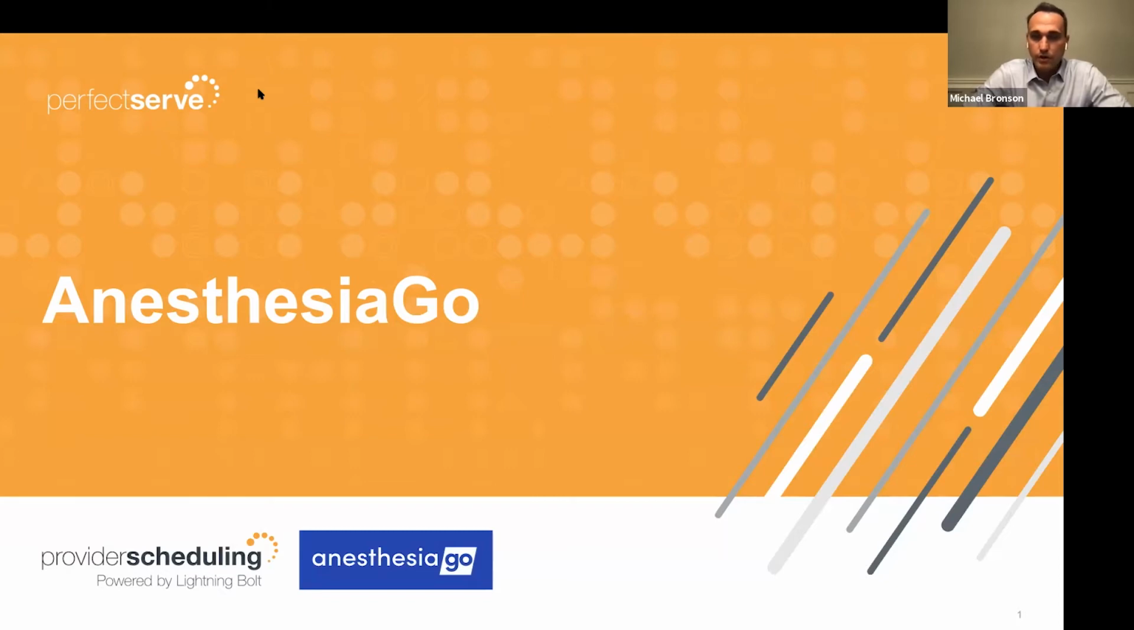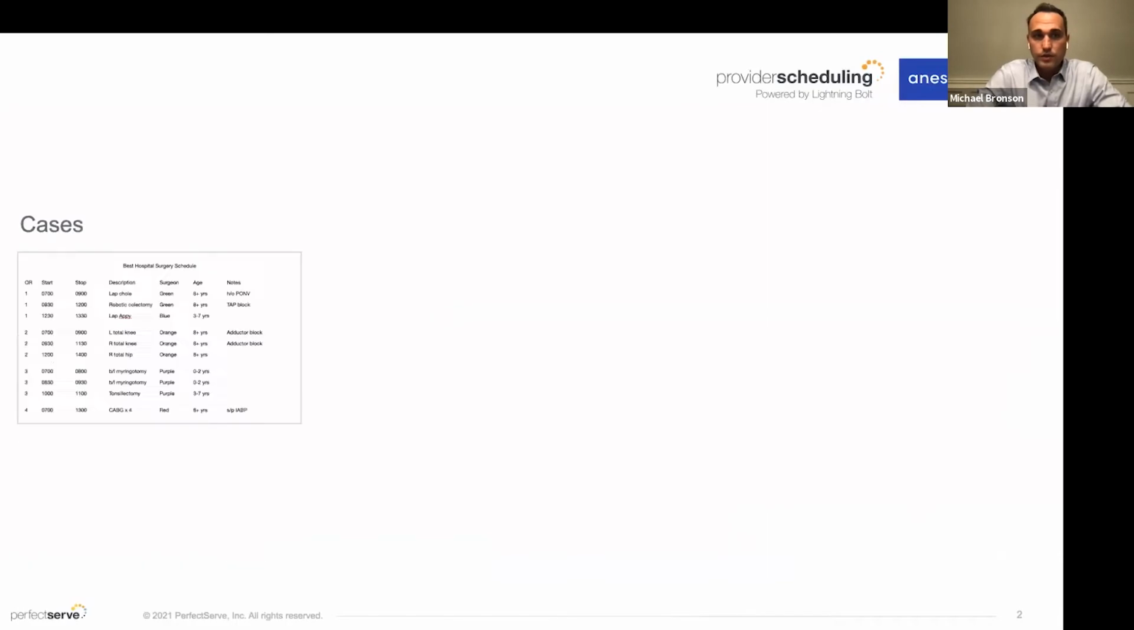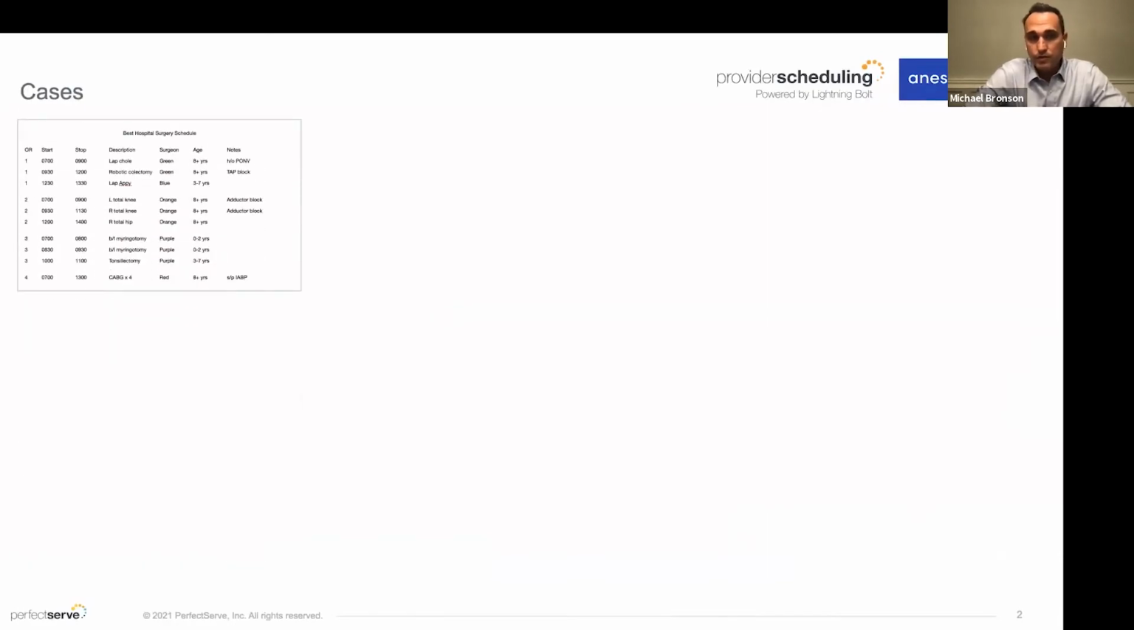AnesthesiaGo was designed to disrupt the daily scheduling process for anesthesiologists. We wanted to make the process easier. We wanted to make it be completed quicker. We wanted to be able to do the schedule more efficiently and with less human errors. And to do this, we're going to bring two main components into our platform.